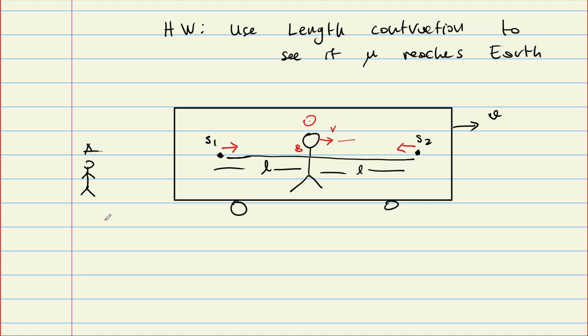Maybe I can write this. Simultaneity is frame dependent. If something is simultaneous in one frame and the events are spatially separated, they don't have to happen at the same time in all frames.